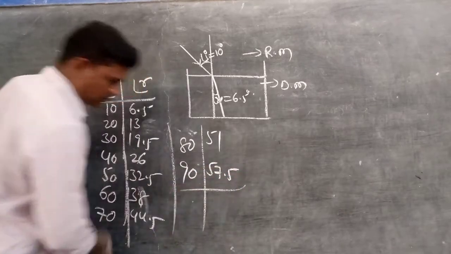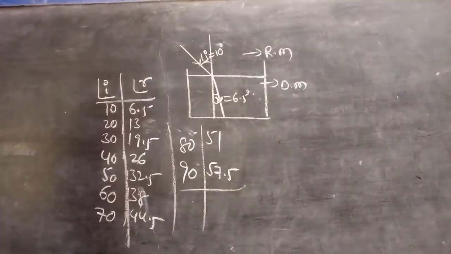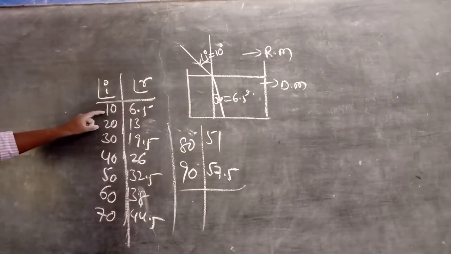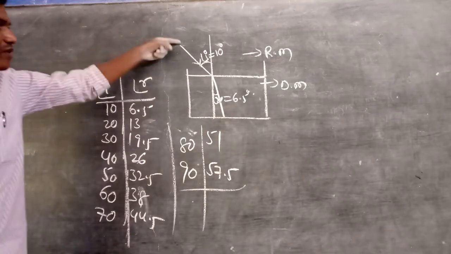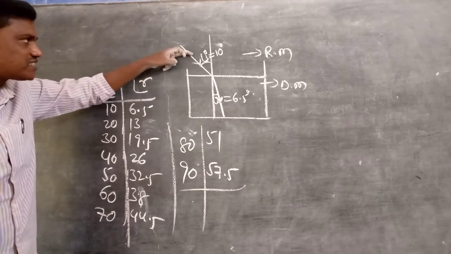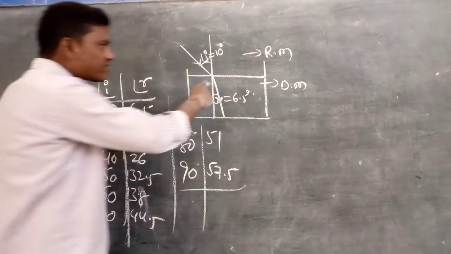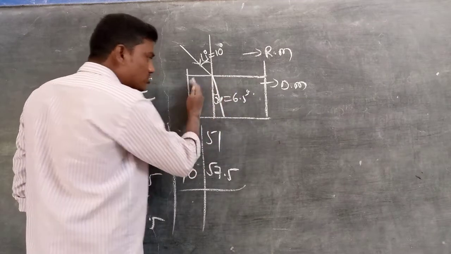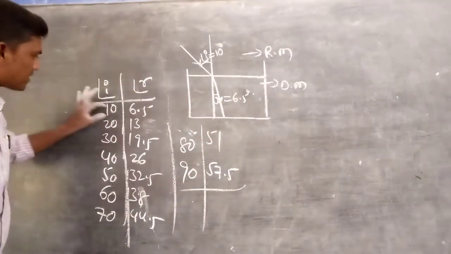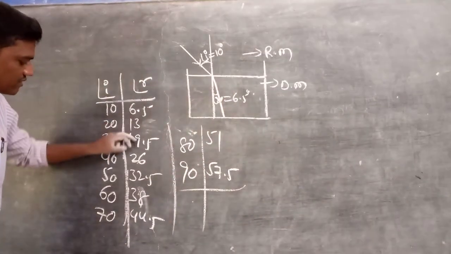57.5. So here we observe that when the light travels from rarer to denser, the angle of incidence is always greater than the angle of refraction, because after the deviation the light bends towards the normal, like 10, 6.5; 20, 13; 30, 19.5, and vice versa.